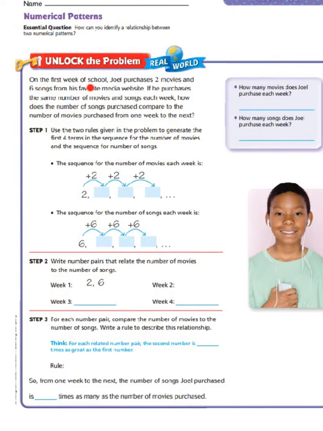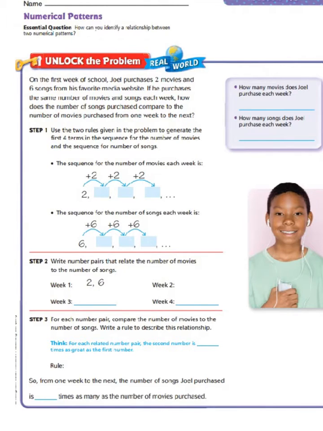On the first week of school, Joel purchases 2 movies and 6 songs from his favorite media website. If he purchases the same number of movies and songs each week, how does the number of songs purchased compare to the number of movies purchased from one week to the next?